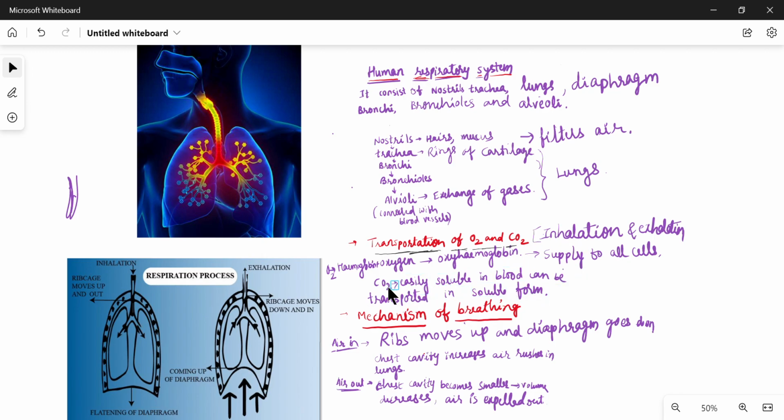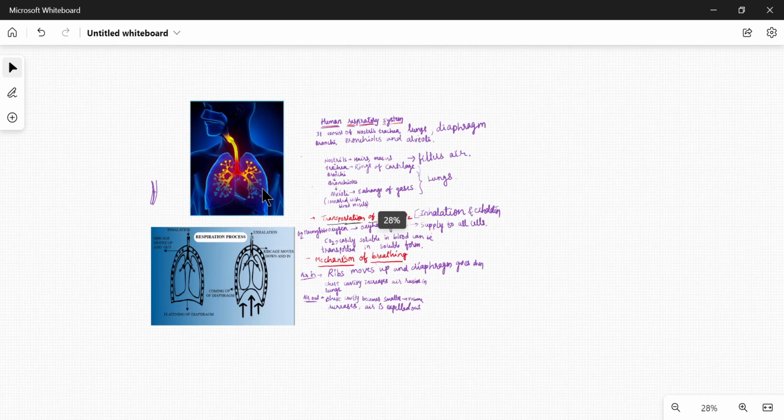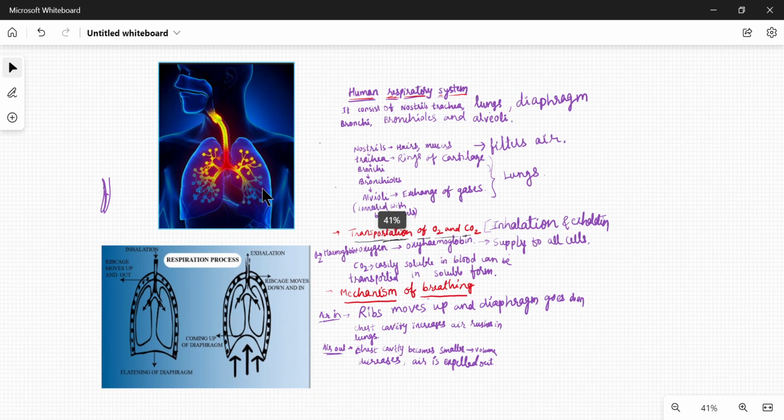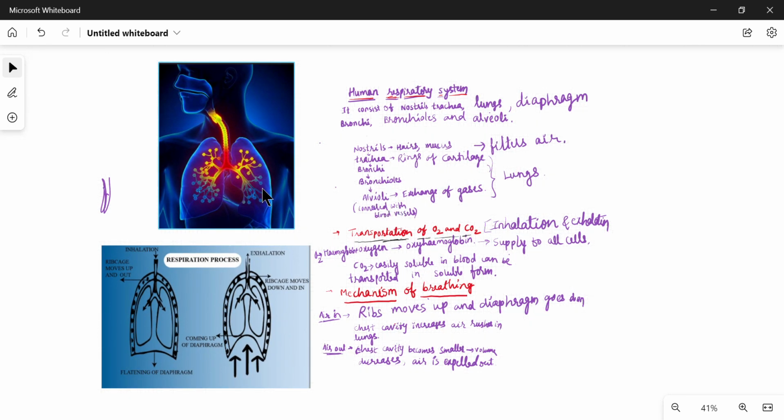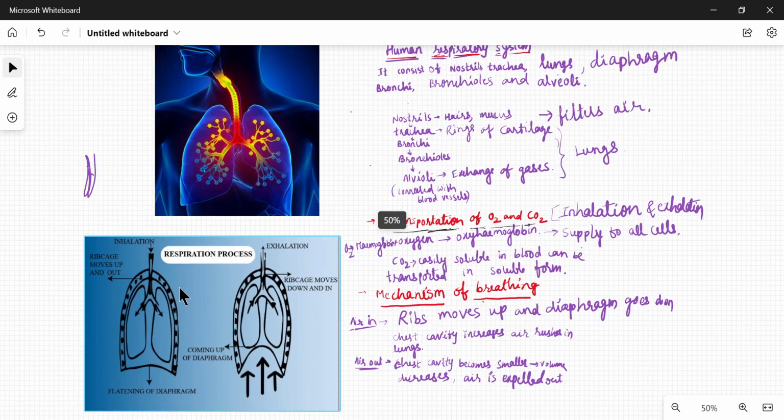Then about the carbon dioxide. Carbon dioxide will be supplied in the soluble form. That is, it dissolves in the blood and then it will be brought towards the alveoli. So this is how the exchange of gases takes place, and the oxygen will reach the blood and the carbon dioxide from the blood will be brought back towards our alveoli. So this is about the transportation of carbon dioxide and oxygen. So let us now see the mechanism of breathing.